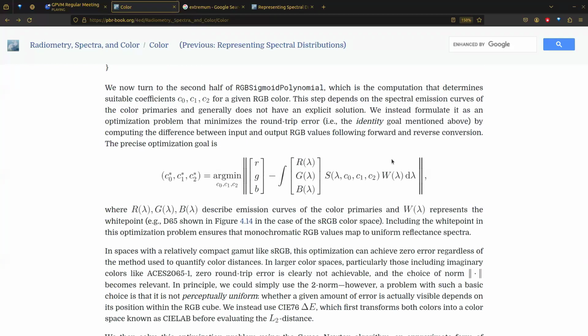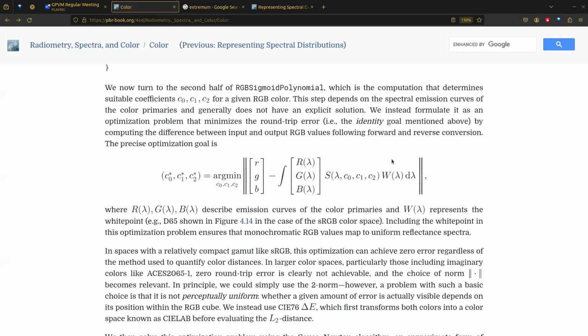So turning to the second half of the RGB sigmoid polynomial, which is the computation that determines suitable coefficients C0, C1, C2 for a given RGB color. This step depends on the spectral emission curves of the color primaries. It generally does not have an explicit solution. We instead formulate it as an optimization problem that minimizes the round trip error, the identity goal from before, where you want to be able to convert to and back by computing the difference between the input and output RGB values following forward and reverse conversion.